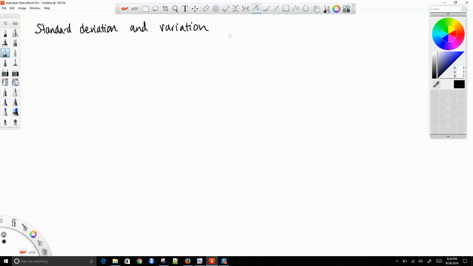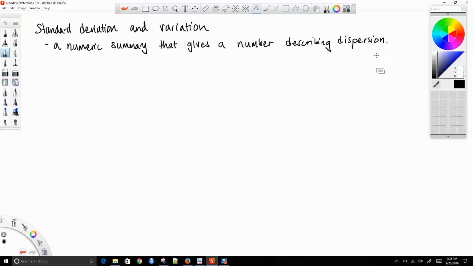Okay, and so again, it's just a numeric summary or sample statistic that gives us a value, gives us a number describing dispersion. And the symbol for standard deviation is S.